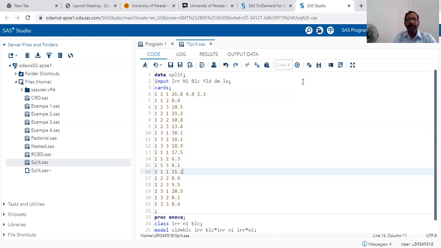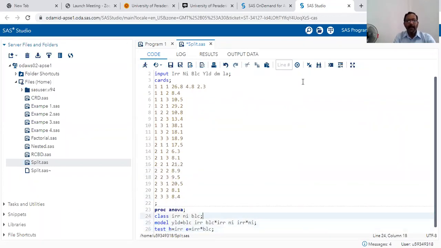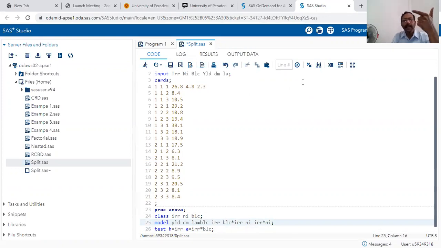After entering, in one shot we can do the ANOVA for all. We don't want to enter the data separately. You enter the data in the setup, and you will have to do the analysis. Here I simply say yield, dry matter, leaf area. So it will give 3 different ANOVAs for 3 different parameters: yield, dry matter, and leaf area.